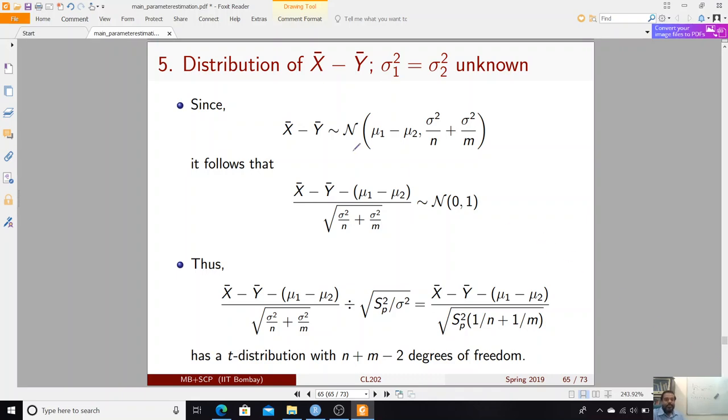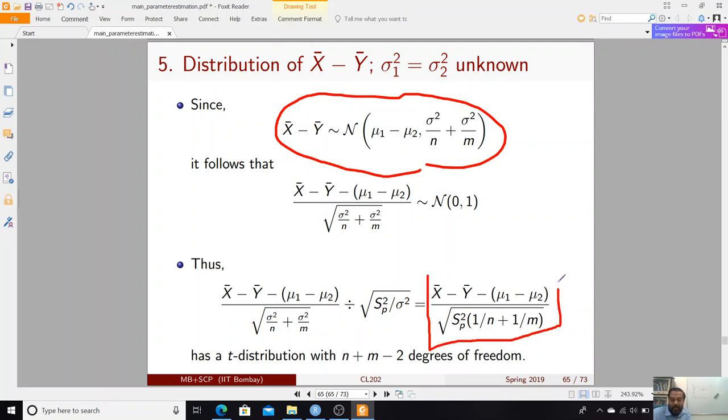So in this case, it turns out that X bar minus Y bar is also a normal distribution like we discussed before, with the variances being added up. But when we do not know the underlying variance, we use the information of the pooled variance, and this particular standardized variable we can show belongs to a T distribution with n plus m minus 2 degrees of freedom.